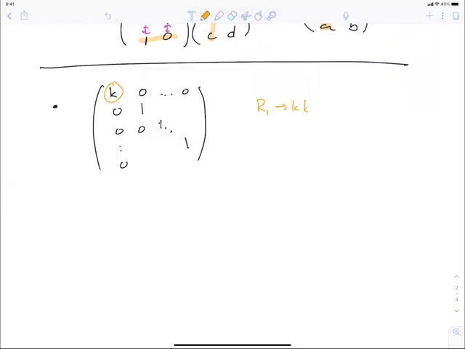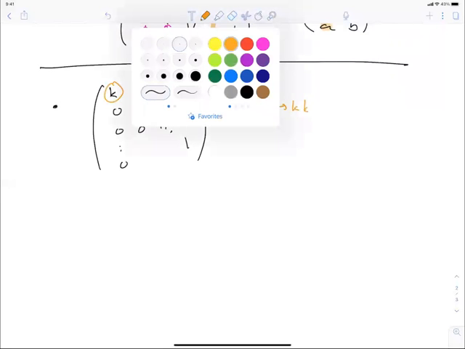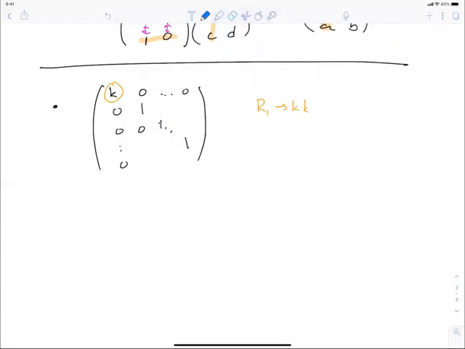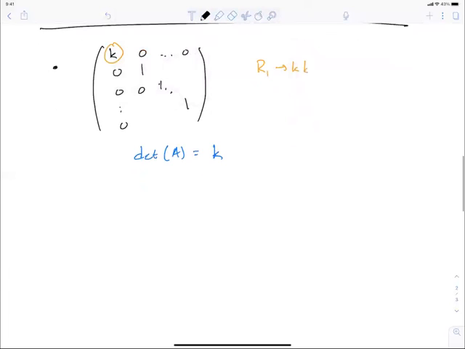And what's really nice is that it's very clear what the determinant of this matrix is. Based on the general formula, there's only one pattern that's allowed. It's a diagonal matrix. So we know that the determinant of this matrix is just equal to the product of the diagonal, which in this case is just going to give you K. And so now we can go to the next one.